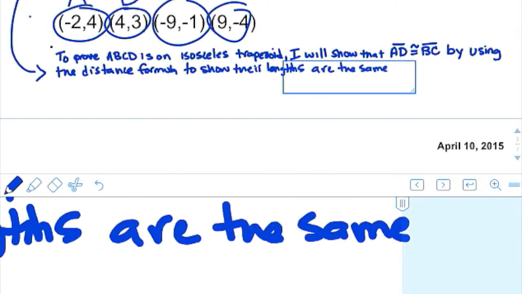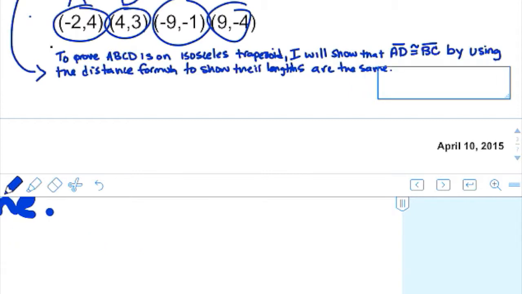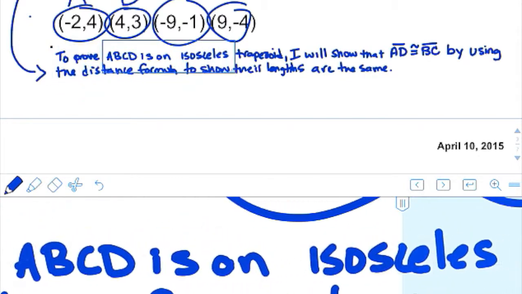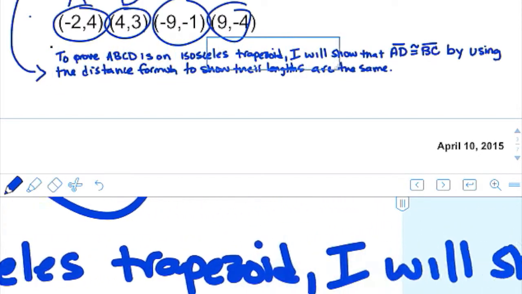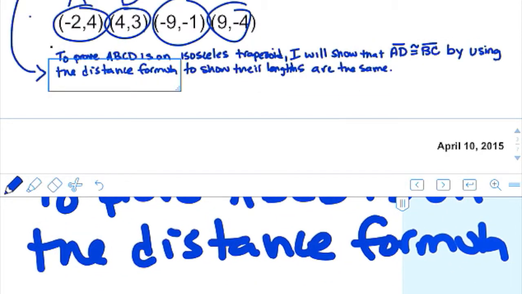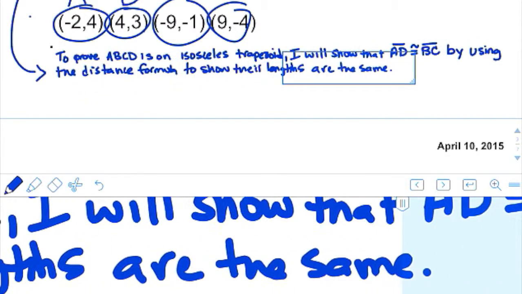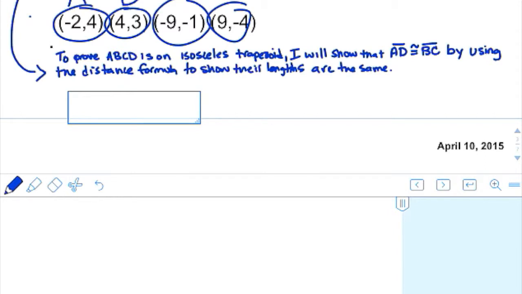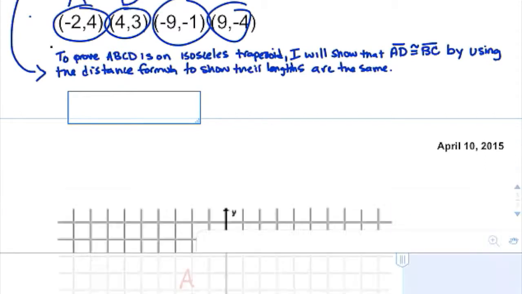Okay. So again, it's important in the statement of intent, like this opening step, that you tell us what you're trying to do: prove an isosceles trapezoid. You're going to tell us how you're going to do it, using the distance formula, and tell us what you're going to look for. I'm going to show the lengths are the same. So I'm going to use the distance formula, and if the calculations turn out to be the same, we're good to go. Okay, so let's go ahead and get to that.